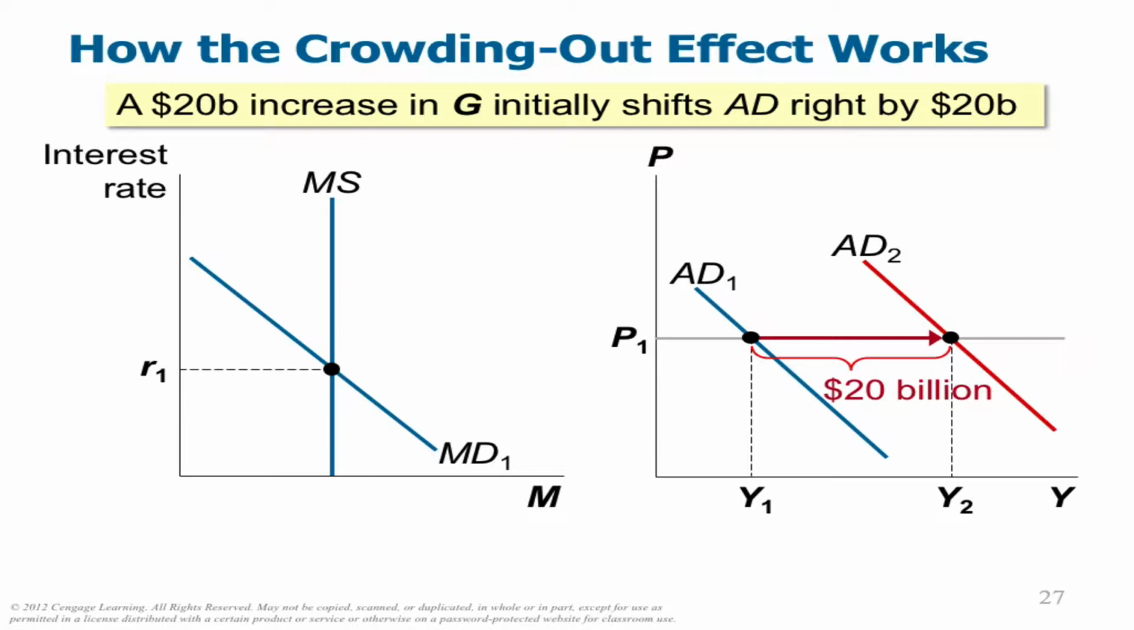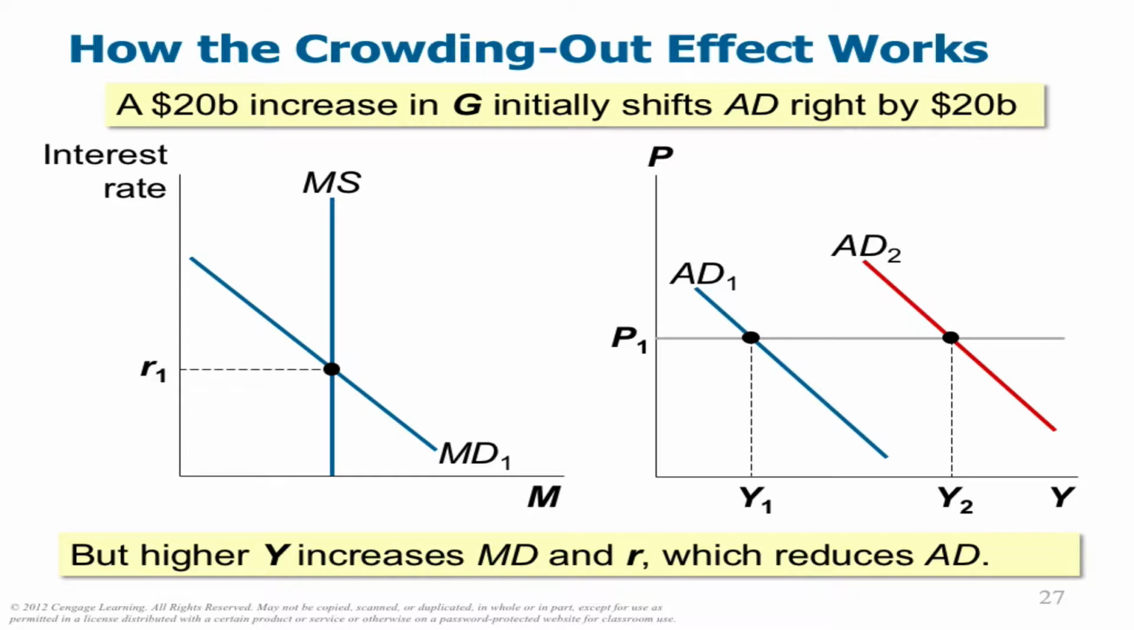Okay. But now we have a higher output level. We have an increased GDP, which means that money demand is going to increase and interest rate will increase. So the increased output increases money demand, which thus increases the interest rate. There's your increased interest rate right there.